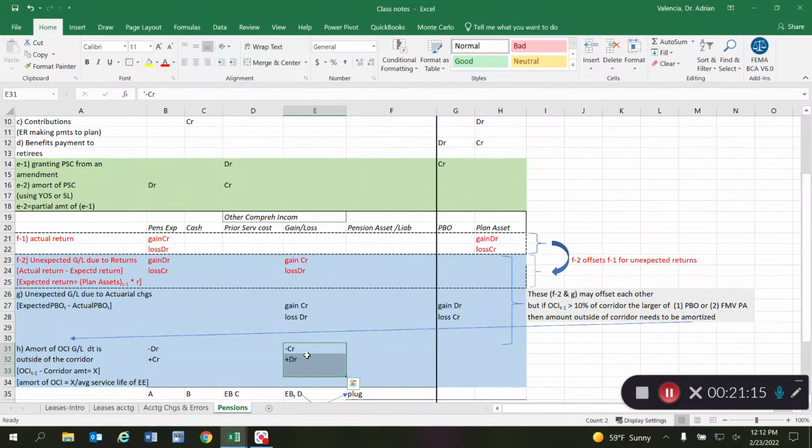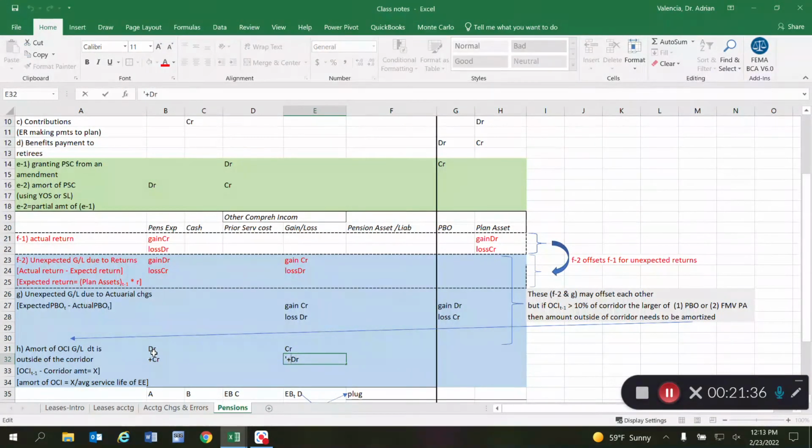Notice how we're doing this. In other words, if you have a large debit balance in here, you're going to have to start crediting it. And that will end up increasing the pension expense. And you know what? Let me remove these minuses here because that can be more confusing.